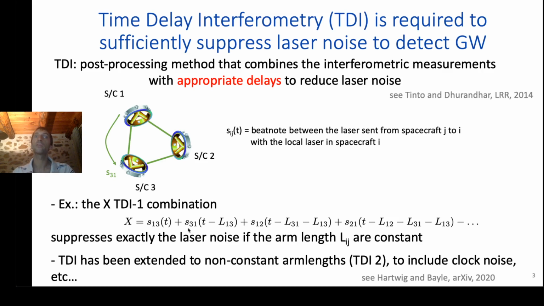But on some of these interferometric measurements, we are applying some delays that are denoted here by capital L, for arm length. It can be shown that, for example, this very particular TDI combination suppresses exactly the laser noise if these capital L, so if the arm lengths, are constant. TDI has then been extended to non-constant arm lengths to include clock noise and so on, and I think the state-of-the-art paper related to TDI is on arXiv, put there recently this year by Hartwig and Bailey.